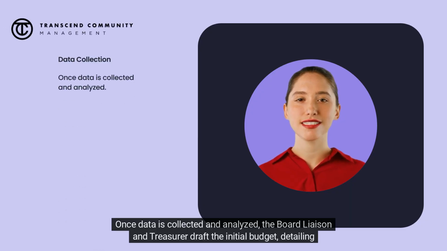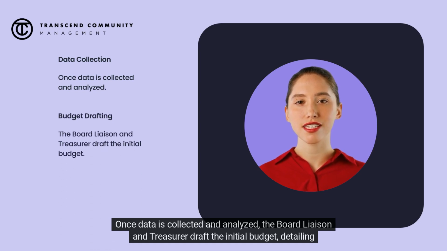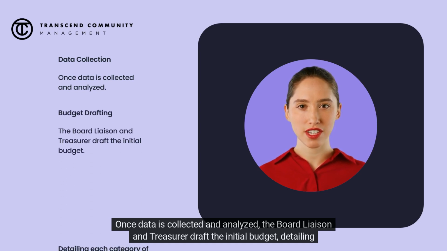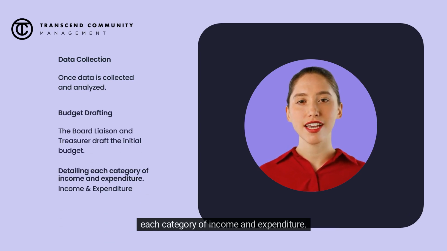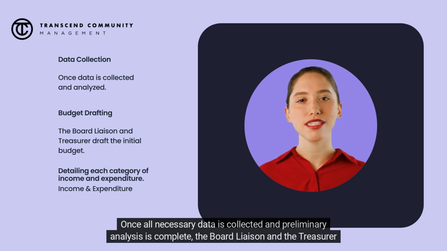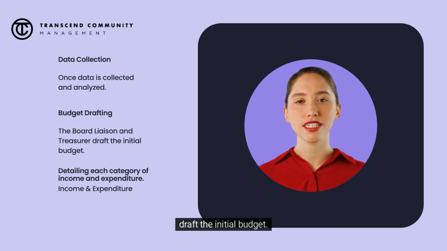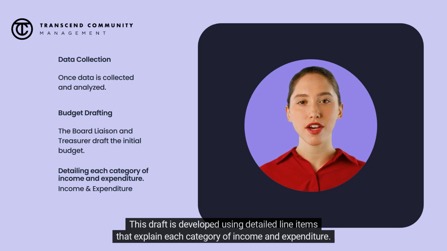Once data is collected and analyzed, the board liaison and treasurer draft the initial budget, detailing each category of income and expenditure. This draft is developed using detailed line items that explain each category of income and expenditure.